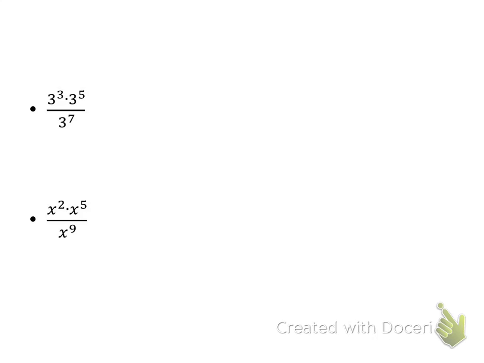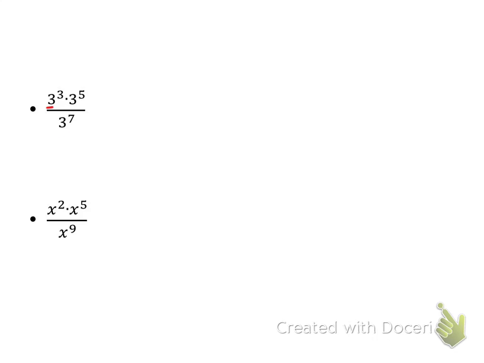So now what we're going to start doing is taking the rules that we have learned in 8.1 and 8.2, as well as today's rules, and applying them to problems where we have to do multiple steps. So I look at this problem right here, and I notice I have all of the same base. The base is 3 here.